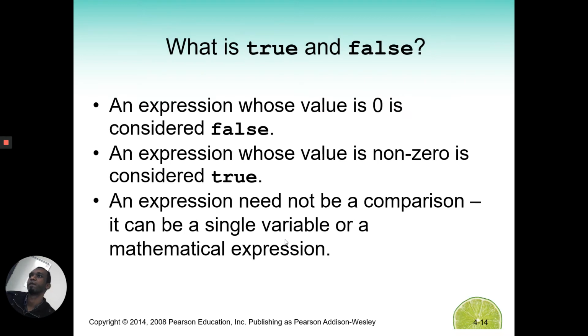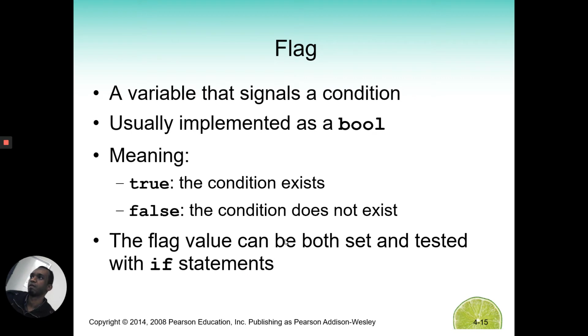Does that make sense? So what is true and false? An expression whose value is 0 is considered false. An expression whose value is non-zero is considered true. An expression need not be a comparison; it can be a single variable or a mathematical expression. A flag is a variable that signals a condition, usually implemented as a Boolean. True means the condition exists; false means the condition doesn't exist. The flag value can be both set and tested with an if statement.